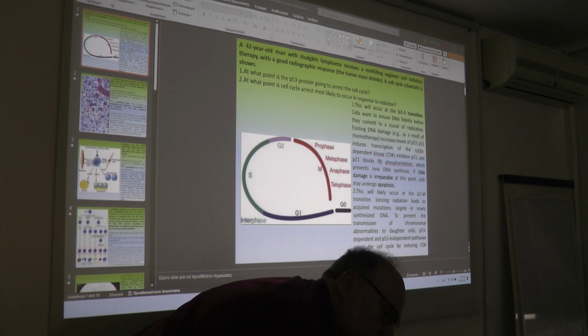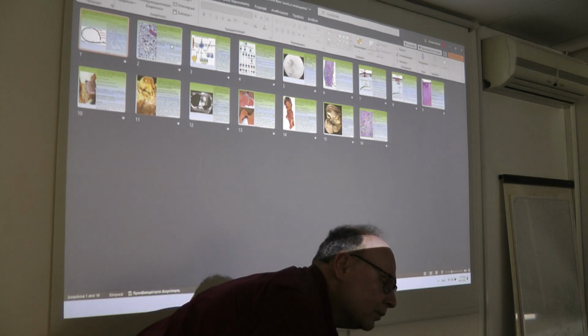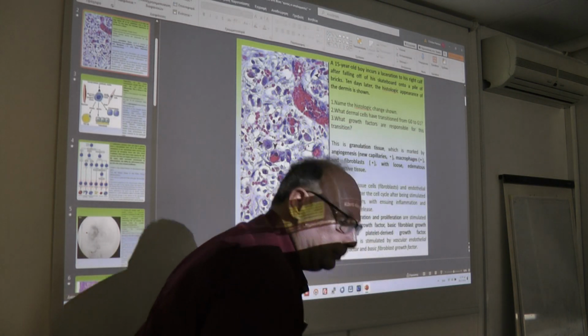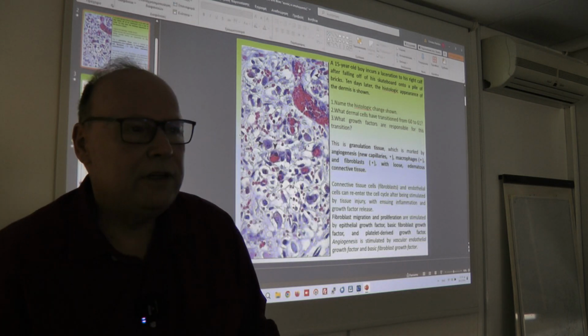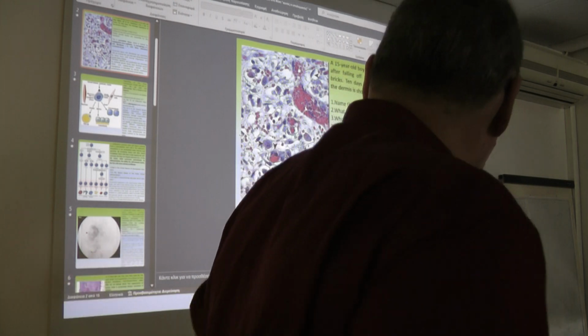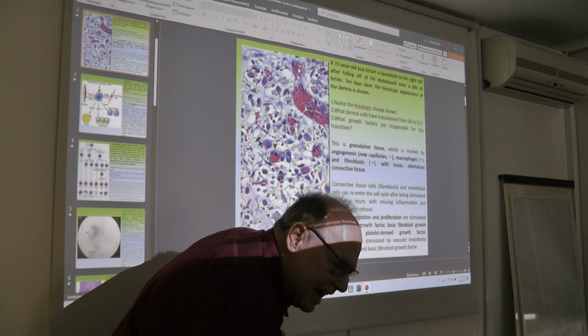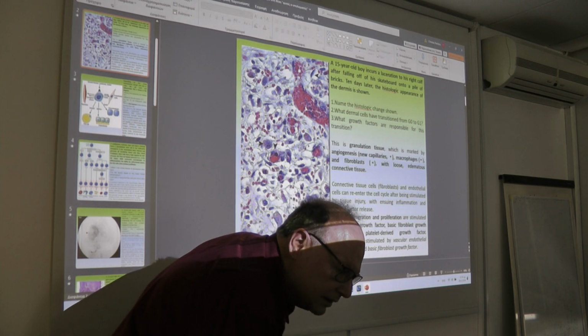Now let's have a look here. This is the document with a trauma in the skin, and you have a look at the tissue that is formed beneath the cut, under the cut. You see here?